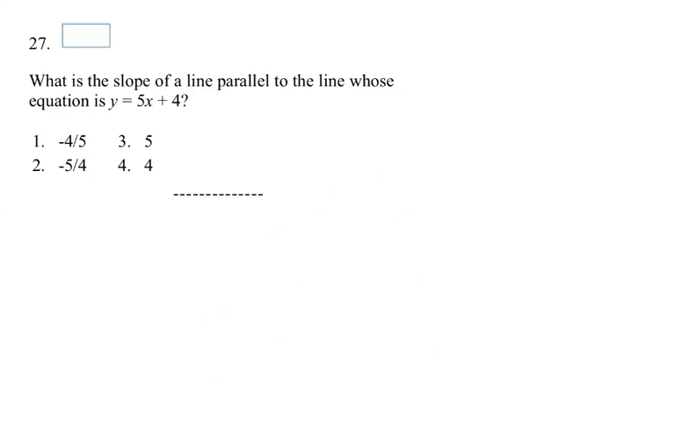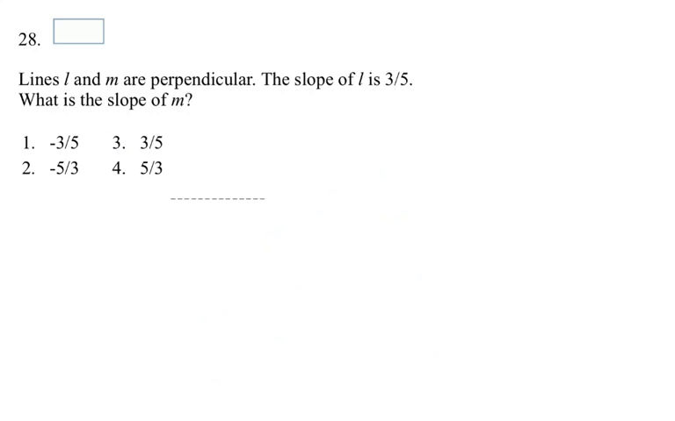Number 27. A line that's parallel to this one has to have the same slope. That's what it means for two lines to be parallel. They have to have the same slope. Therefore, choice 3 becomes our answer. Number 28. Perpendicular means it has to be the negative reciprocal. So the slope of the first one is a positive 3/5, then it should be the negative reciprocal of that, which is 5/3. So choice 2 becomes our answer.